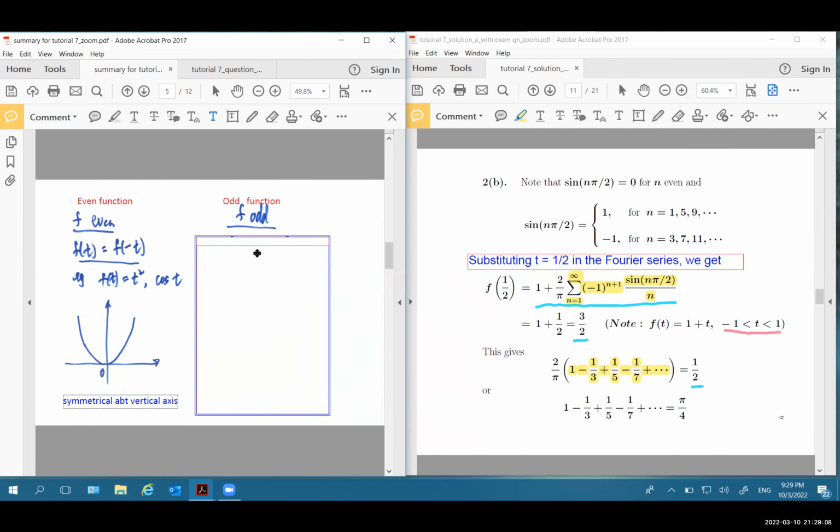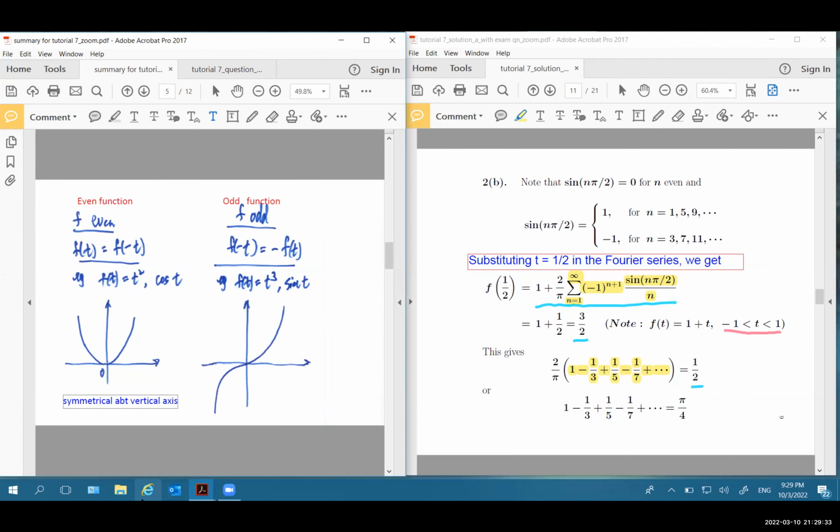Now, an odd function is like this: f(-t) is minus f(t), right? So you see the difference. Example, f(t) is t cubed. Well, that's an odd function. Or sine t is also an odd function. And you want to say, hey, what about the graph? Here I'm drawing the graph of y equal to t cubed. This is t cubed.